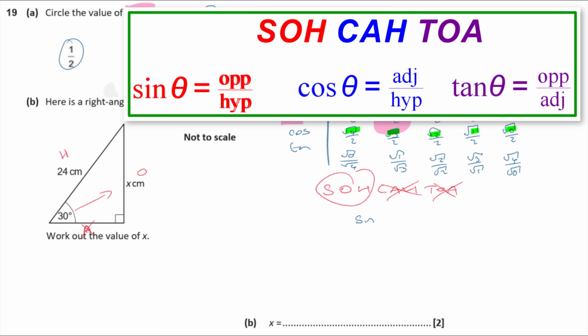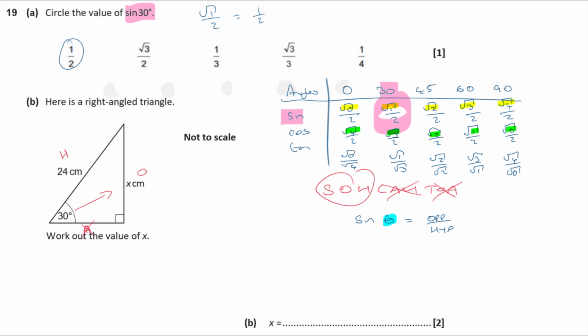So sine of my angle theta is equal to the opposite over the hypotenuse. What's what then? The angle theta is my 30 degree angle, so sine 30 is equal to the opposite, which is x, divided by the hypotenuse, which is 24. Rearranging in terms of x, I multiply both sides by 24 and get x equals 24 sine 30. Remember, sine 30 was a half, so x is 24 times a half, which is 12. So x is just 12.